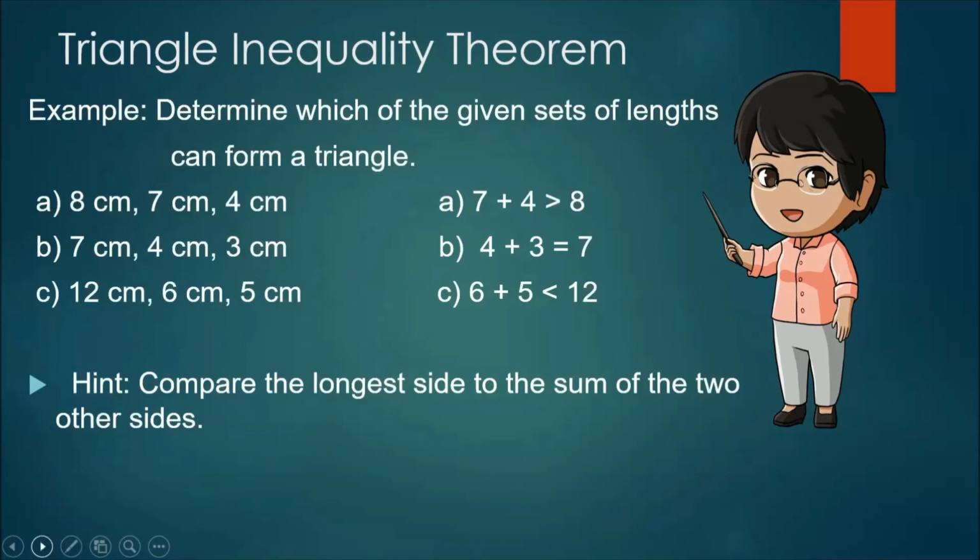Letter B, if we add the smaller sides, 3 and 4, that will be equal to the longest side, 7. So we cannot form a triangle. And letter C, if we add 6 and 5, that will be less than 12. So we cannot form a triangle. The hint here is to compare the longest side to the sum of the two other sides.